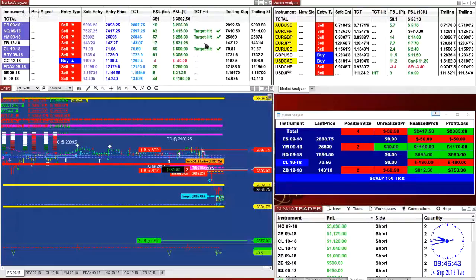A beautiful run today. Early this morning, we had a beautiful run on NASDAQ, Dow Jones, ES, DAX, and we will be covering all those today.